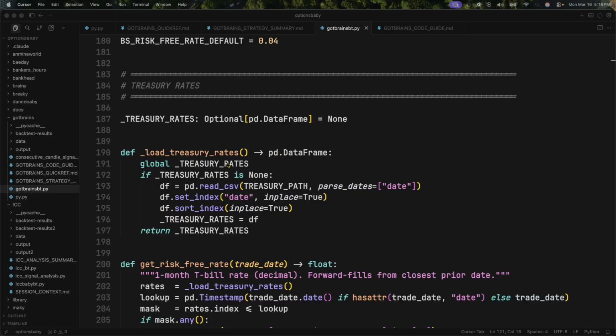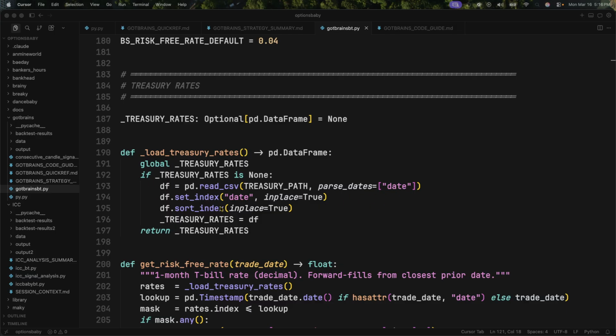Then our global is going to be called treasury rate. If treasury rate is none, we're going to use that data frame that we just created. The data frame equals pd.read_csv, the CSV file, and then you're going to get the treasury path. You're going to parse the dates, so you're going to organize it by dates.